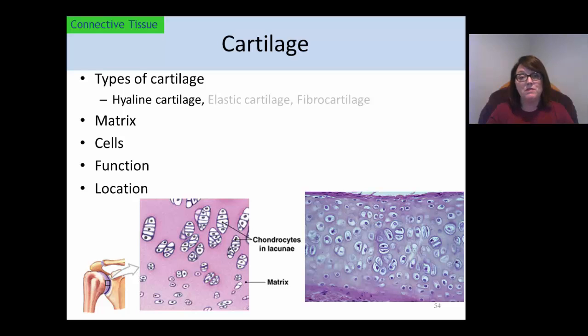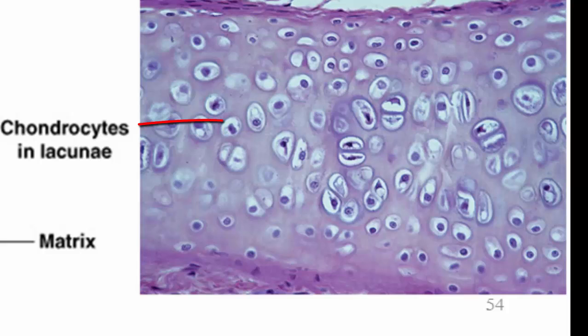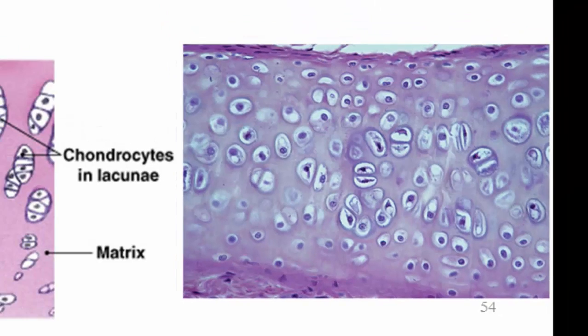The cell type that we find in cartilage are called chondrocytes, and the chondrocytes live in these little chambers called lacunae. So when you look at a histological slide of hyaline cartilage, you see what looks like these little bubbles with cells inside, and so the bubble structure is actually like a space, a chamber called a lacuna. And inside of that is the cell, the chondrocyte.